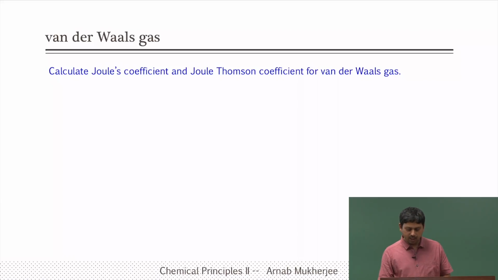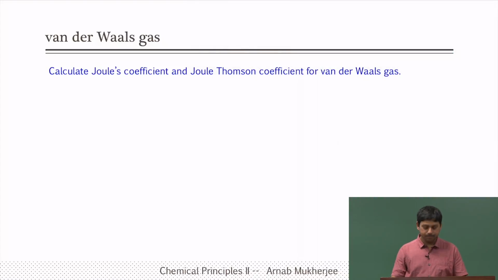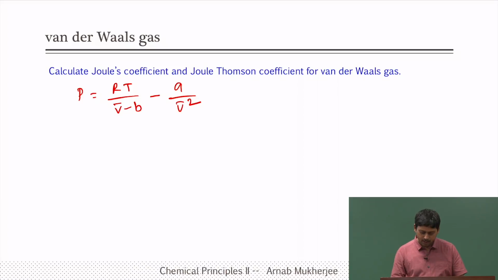Calculate the Joule coefficient and Joule-Thomson coefficient for van der Waals gas. We have done that for the Joule coefficient for van der Waals gas, right. Now, let us do it for the Joule-Thomson coefficient. So, again P equals RT by V minus b minus a by V squared. This is our starting point, and we need to calculate del H by del P at a constant temperature.